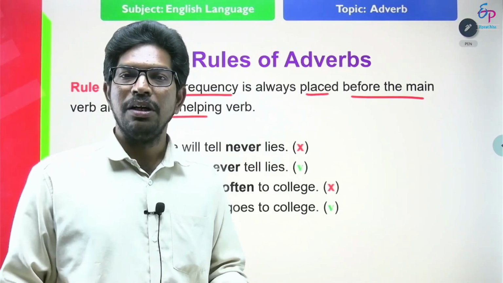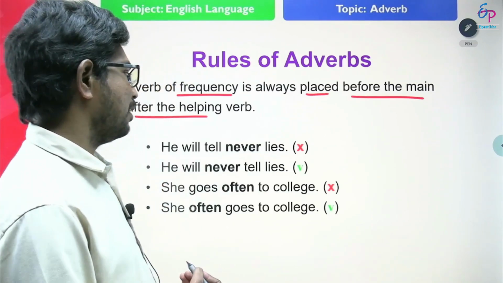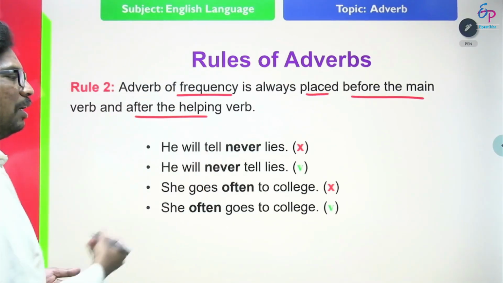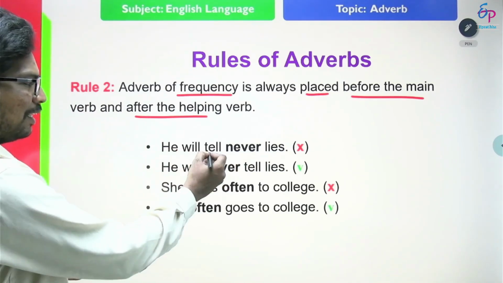What are helping verbs? Can, could, do, may, might, should. These are helping verbs. Let us see the examples. Let us read the statement and find out the error. He will tell never lies.